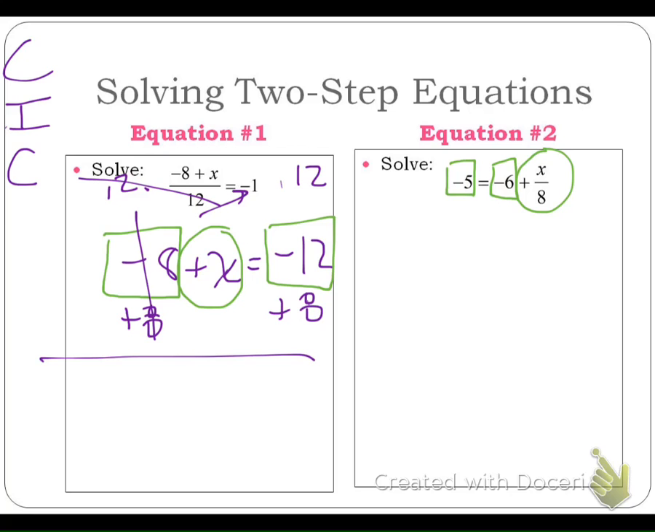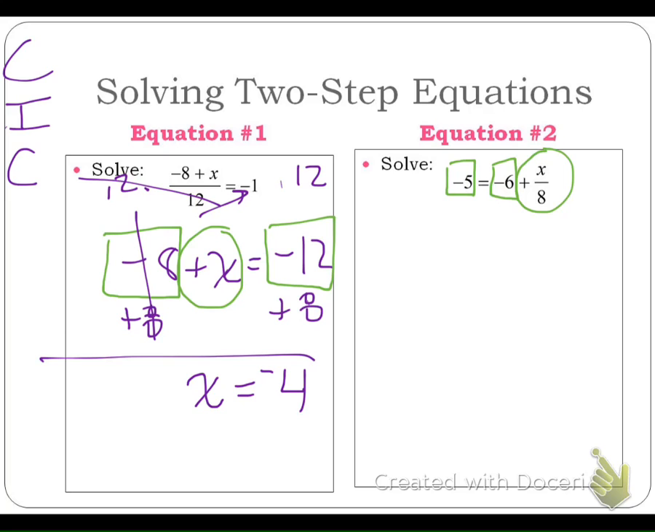So that creates that 0 pair, and x is equal to then, well, negative 12 plus 8. Those are opposite signs, so you have to subtract. Equals 4, and the bigger sign wins, so it should be a negative 4.